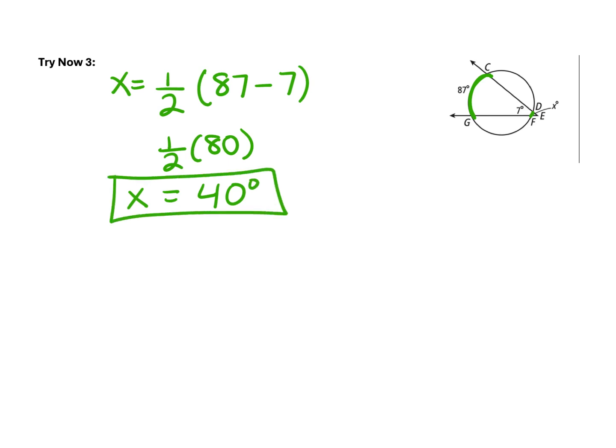This concludes lesson 11.5 day 1. We'll go over the last example that combines everything together in the 11.5 day 2 video.